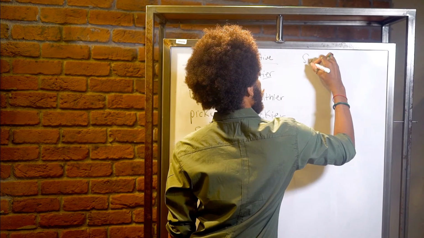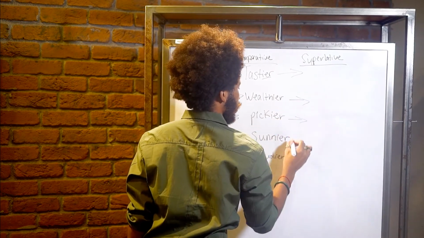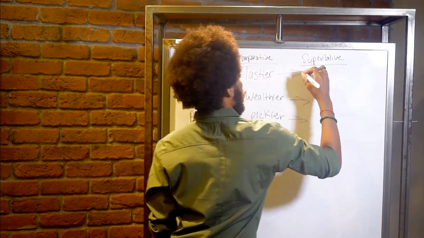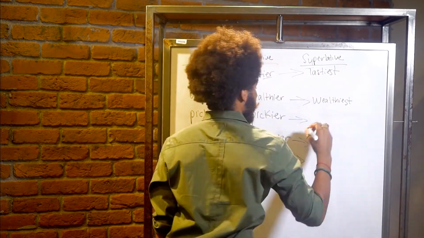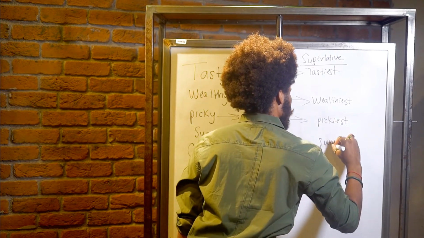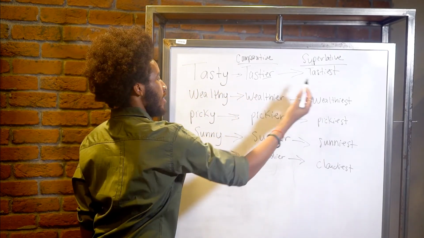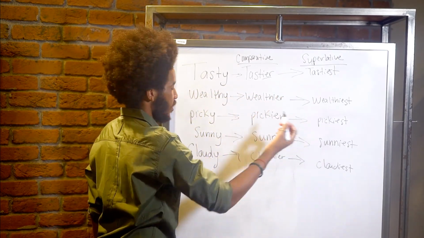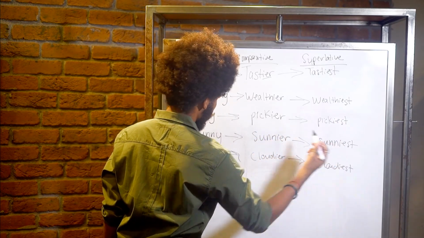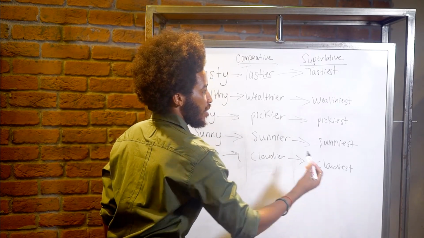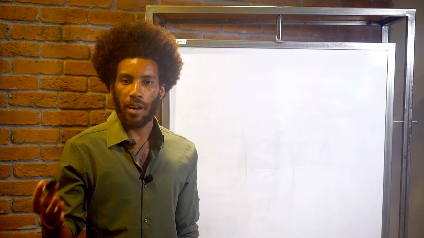Now, for the superlative version, as I told you, you drop the Y as well, but you add EST. Tastiest, wealthiest, pickiest, sunniest. We went from tasty, tastier to tastiest, wealthy, wealthier to wealthiest, picky, pickier to pickiest, sunny, sunnier to sunniest, cloudy, cloudier to cloudiest.